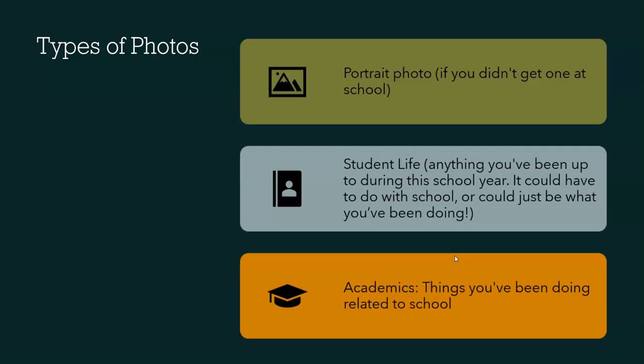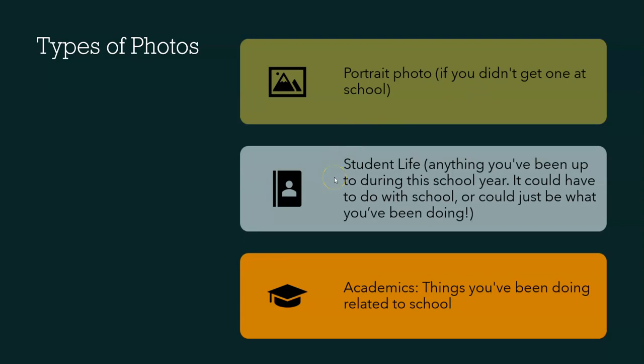So we have different types of photos that we're going to be looking at. Portrait photos, if you didn't get one at school. A lot of students got their portrait taken this year at Centennial towards the beginning of the year. If you did that, you do not need to submit a portrait photo. But if you didn't get a chance to come out to school to get your portrait photo taken, then you could submit a portrait photo through the eShare app, and we'll make sure that gets in the book.